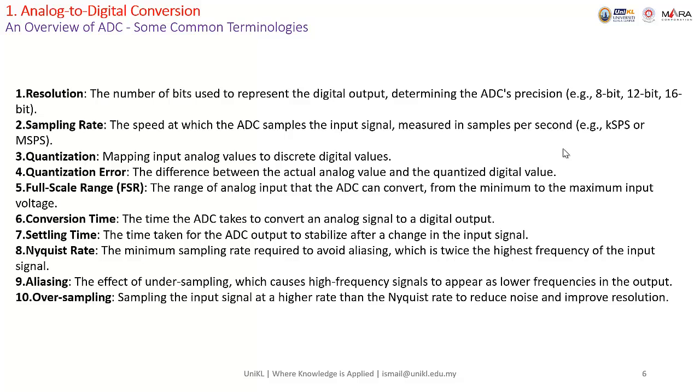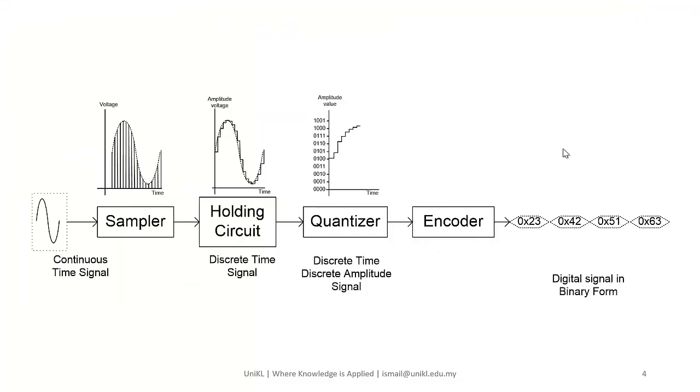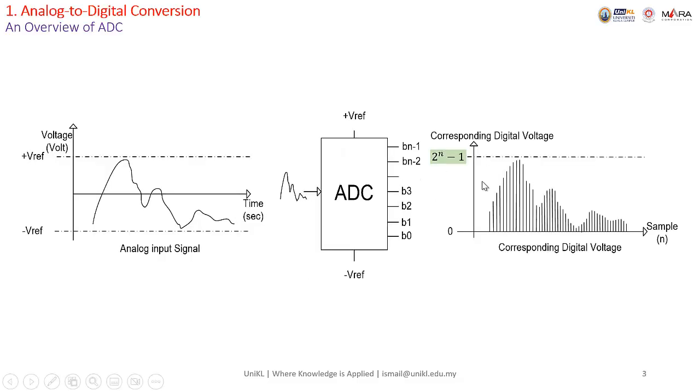Then the common terminologies: resolution, the number of bits used to represent the digital output. Remember, when I talked about this, I said assume that we have 8 bit, right? It means that the output will be from 0 up to 255. If we have 10 bit, it means the output will be from 0 up to 1023, right? So for 8 bit, that means it can be 00000000 up to 11111111, which is 255.